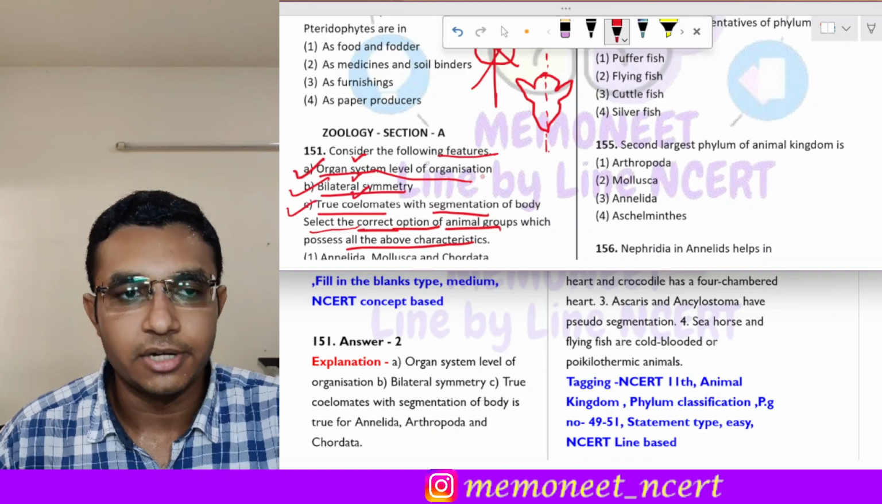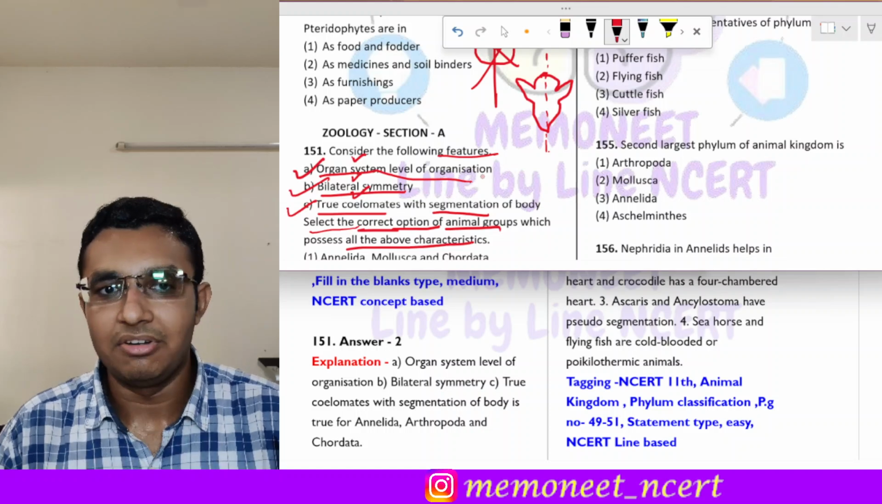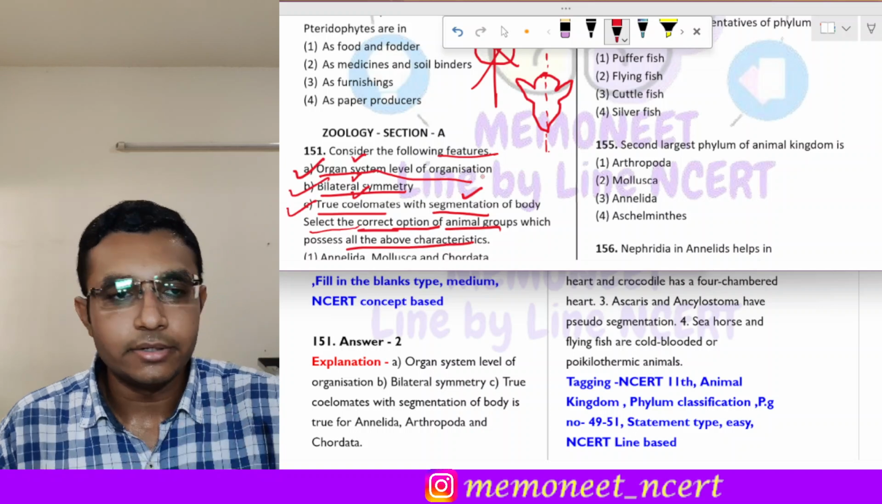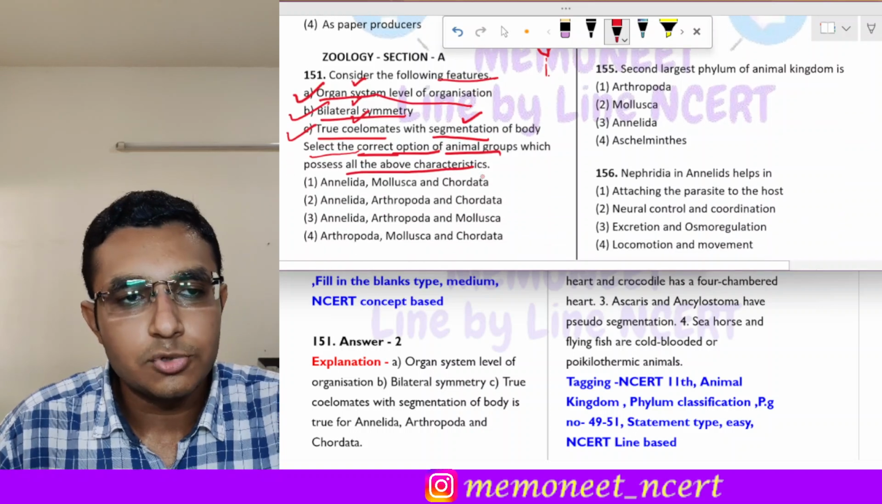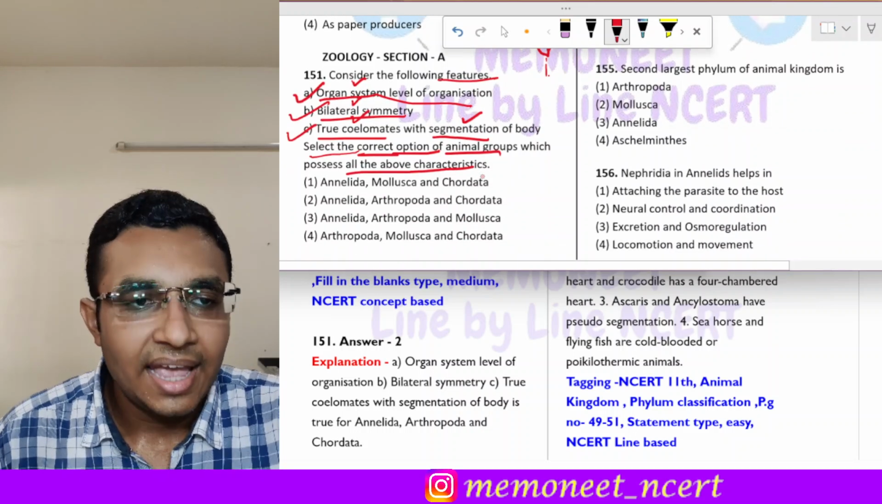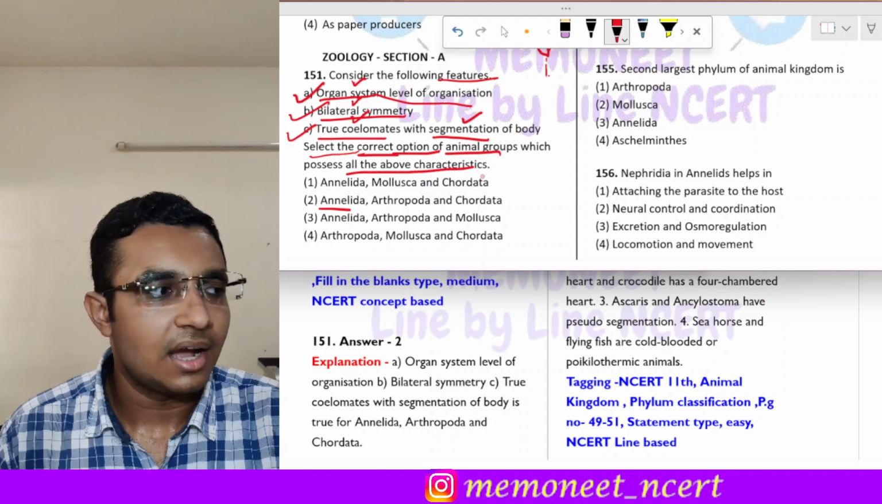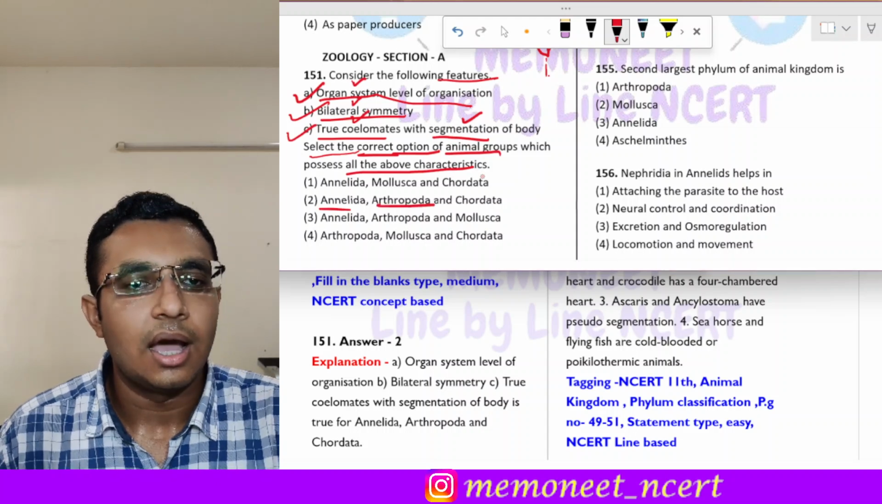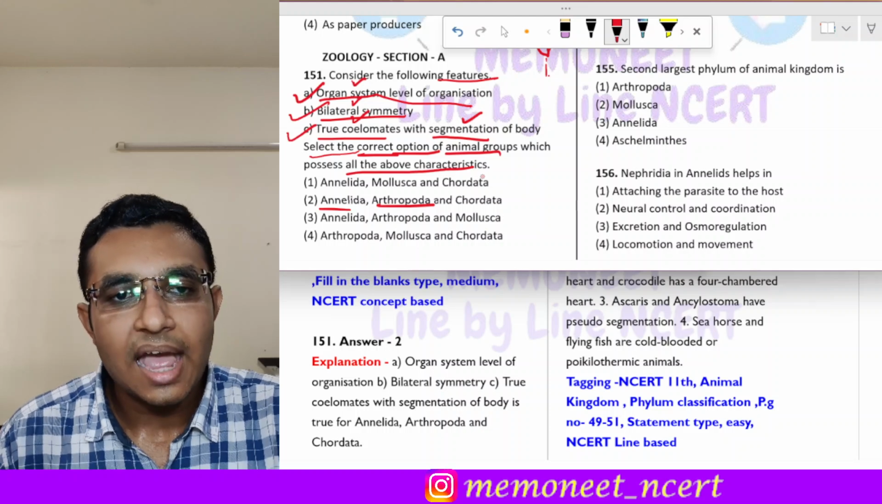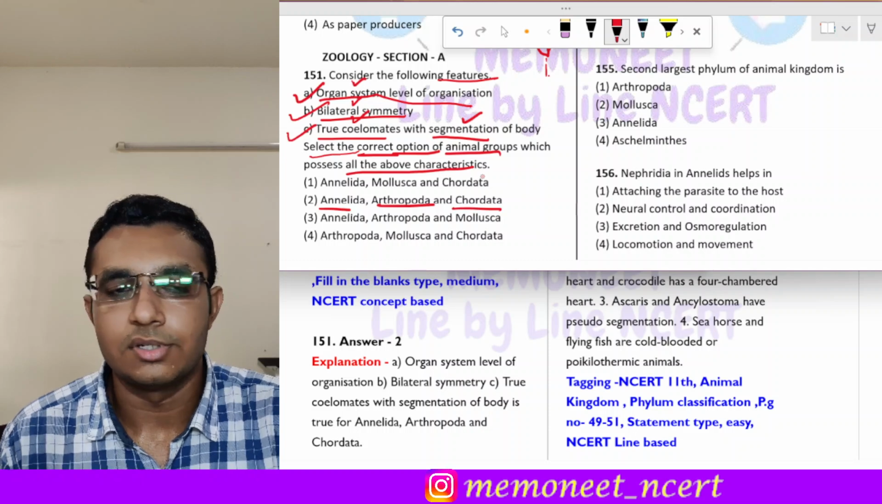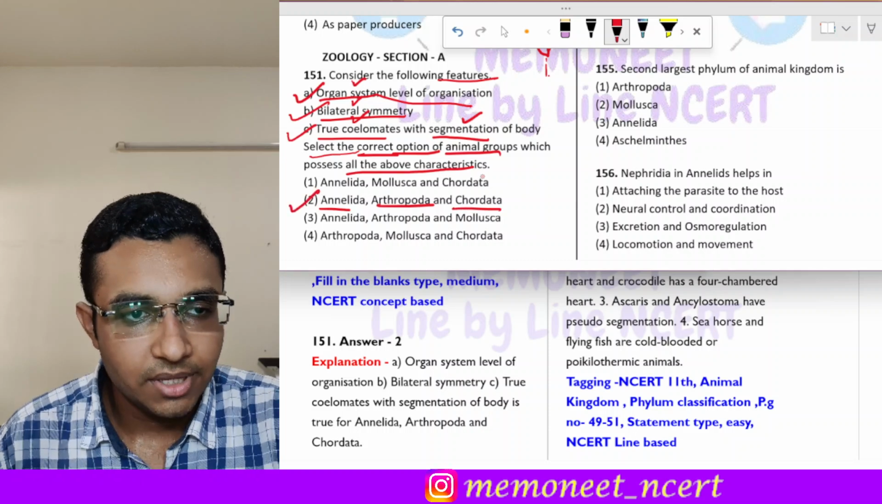So the organism possesses organ system level of organization and bilateral symmetry, and the organism is a true coelomate, means it has a true body cavity, and along with segmentation of body. So body is divided into several segments. So which is the group showing that? So first of all, annelids are the organism showing all these three features. Then arthropods or the insects are also showing these three features, and the chordates, okay, so chordata also show these three features. So the correct answer of this question will be option 2.